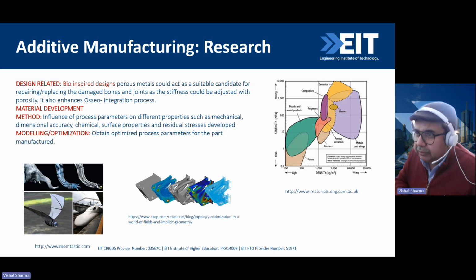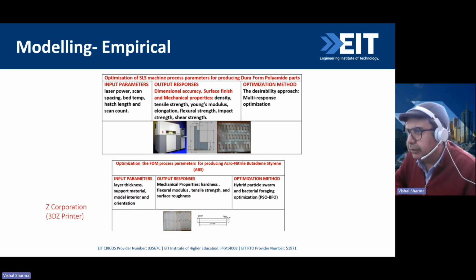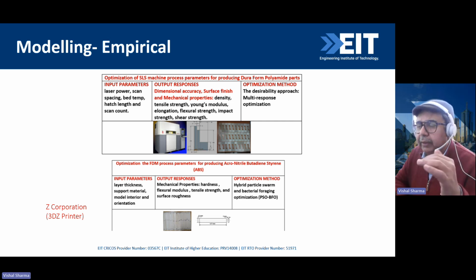Last but not the least, modeling. The modeling aspect can never be ignored. So, modeling and optimization. Let me go to the next slide, where I'll show some of the studies that we have done in the past. Modeling could be of three categories. One is called empirical modeling, which is basically experimental studies. The second could be analytical modeling, where we use physics-based modeling, and the third could be machine learning algorithms.